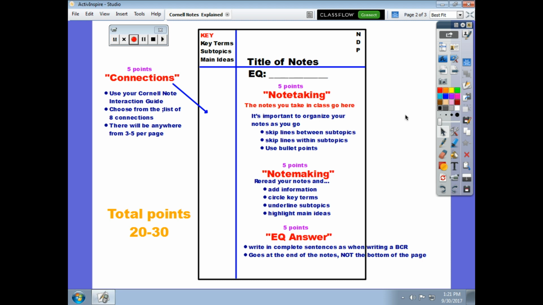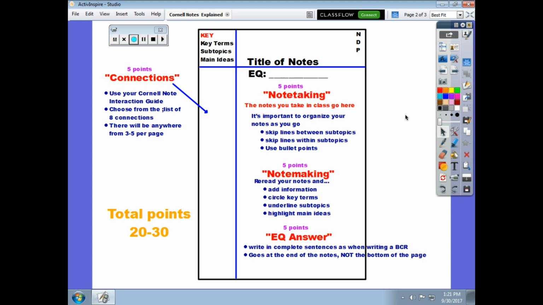But the essential question, in my class, the essential question is always given. But if you don't have an essential question, you wouldn't want to actually create one until you were done with the notes, because you really wouldn't understand what question to ask if you didn't have the information that's in the notes.